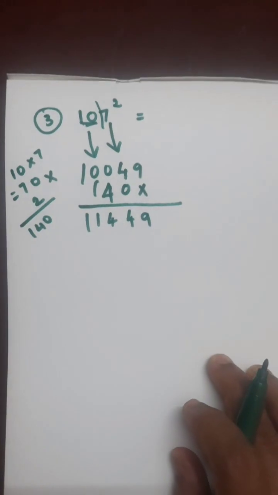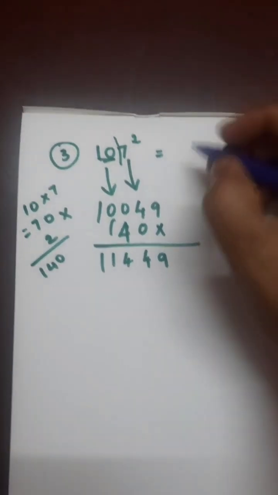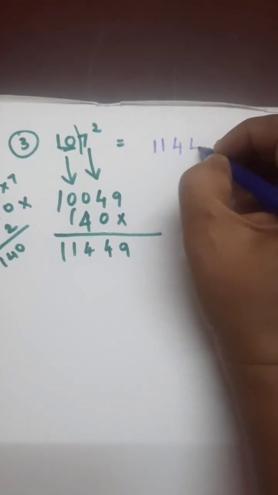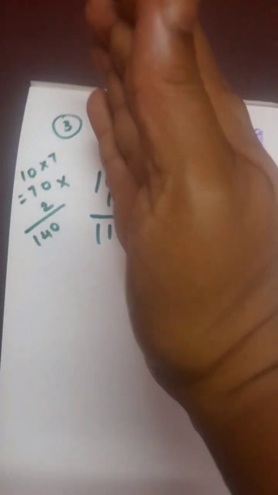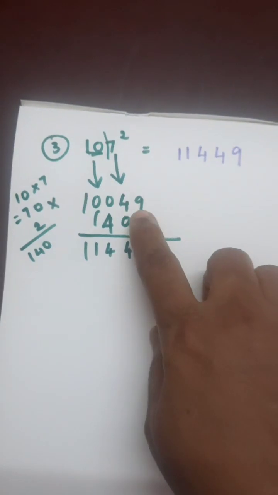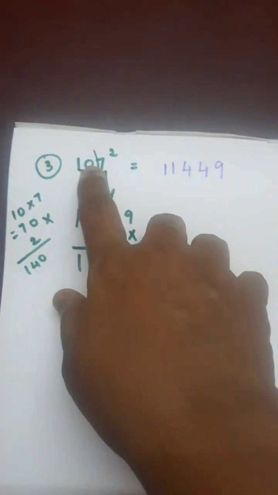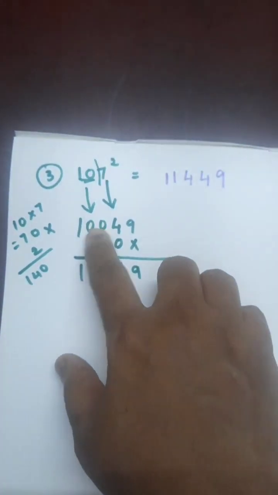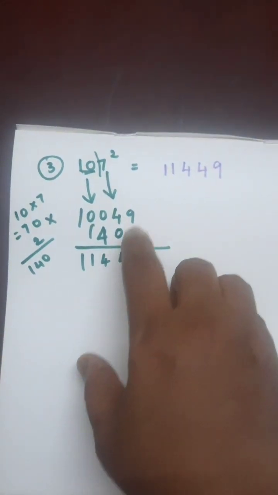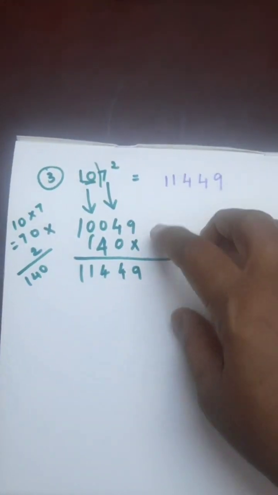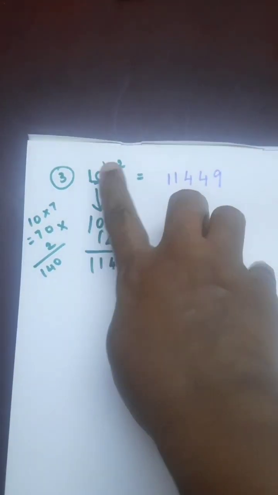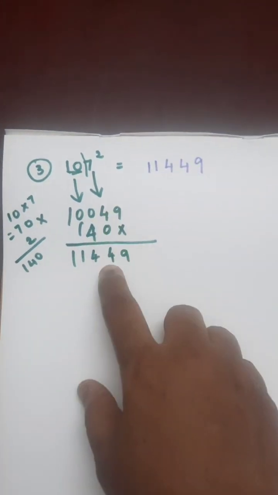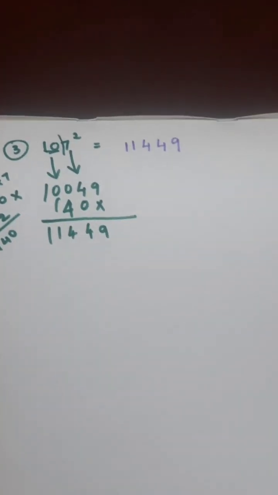So 107 square is 11449. That's all. If you have a 3 digit number, then segregate the last number and write the square of that number, then for the remaining 2 numbers, write that square also. From the right corner we will not write any number, so put an x. Then multiply this 10 and 7, that is 70. Double it, that is 140. Add that, and we will get the square.